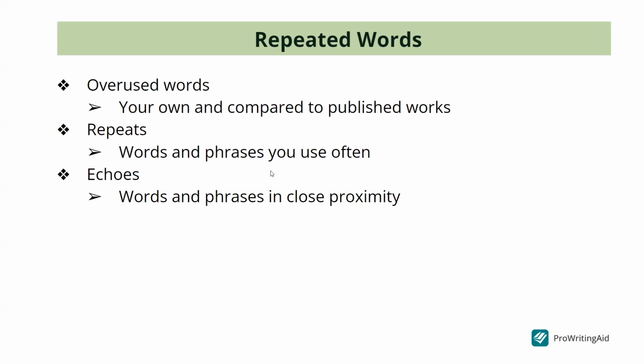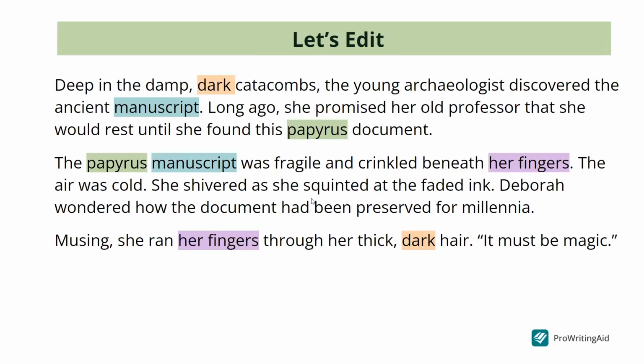Echoes are words and phrases that are in close proximity. Maybe you have used the same adjective 3 times in one scene. You can probably change that up a little bit. So that's an echo. There are reports for all of these on ProWritingAid.